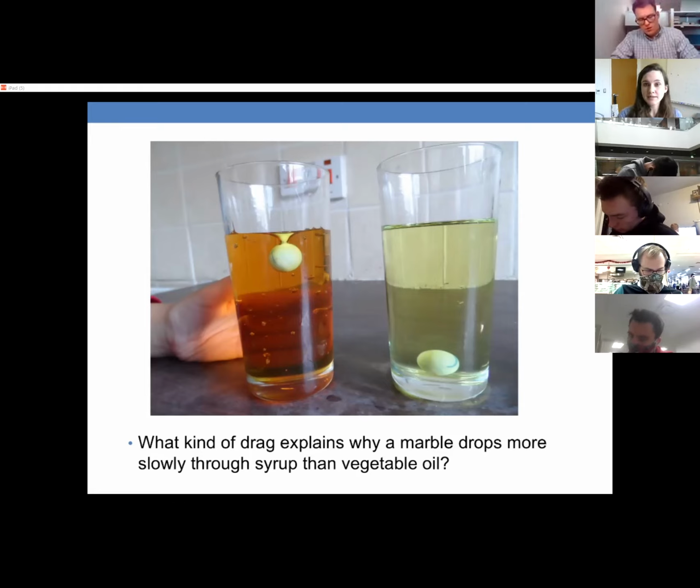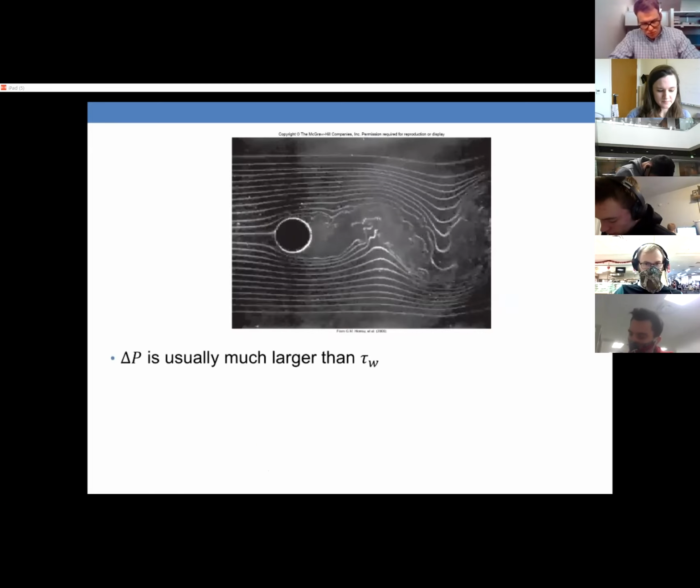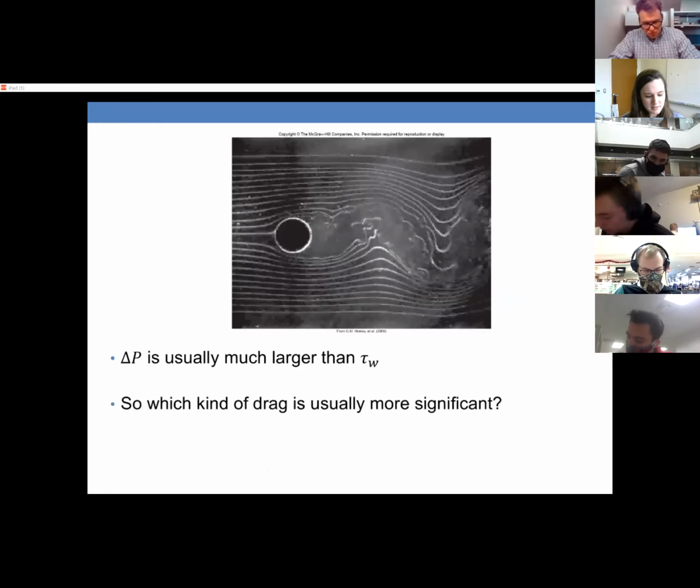You'll get a very low Reynolds number. Friction drag will be dominant. Most of the time, as I said, when you have a situation like this, delta P will be a lot larger than the shear stress. So which kind of drag is usually more significant? Pressure drag. Okay.